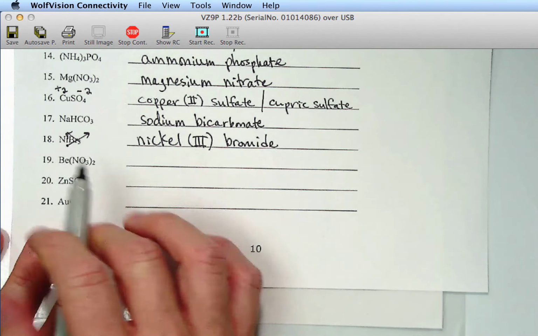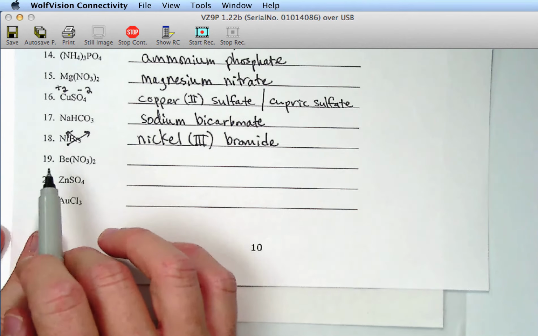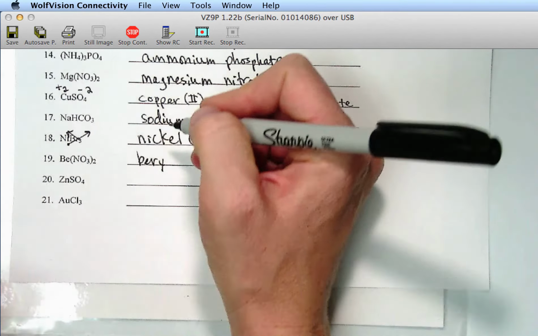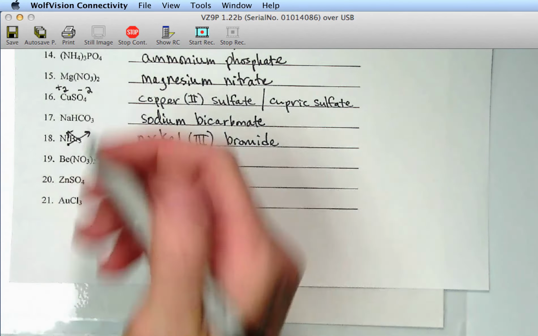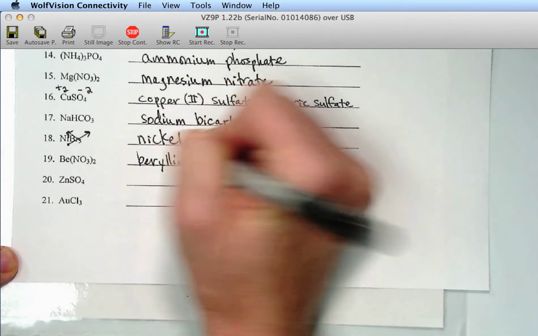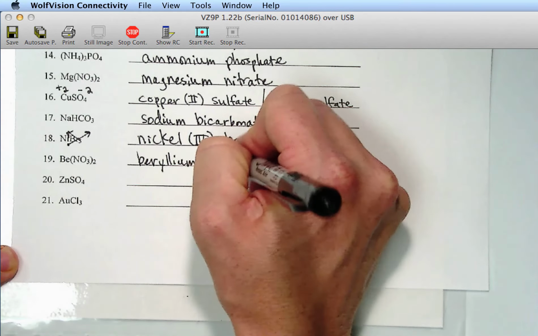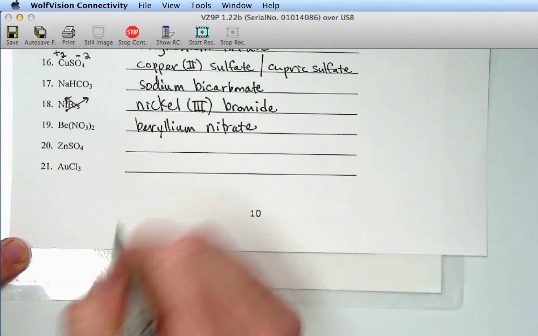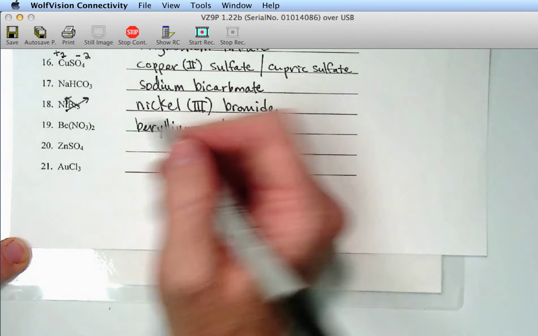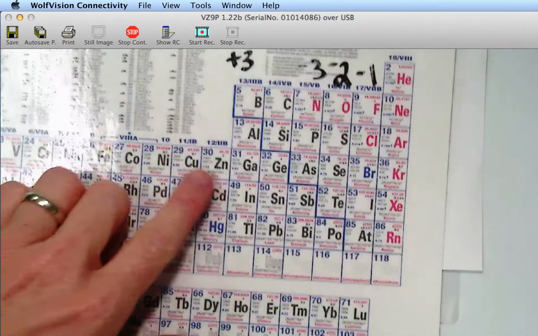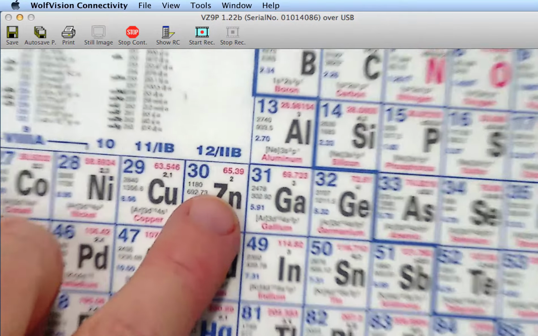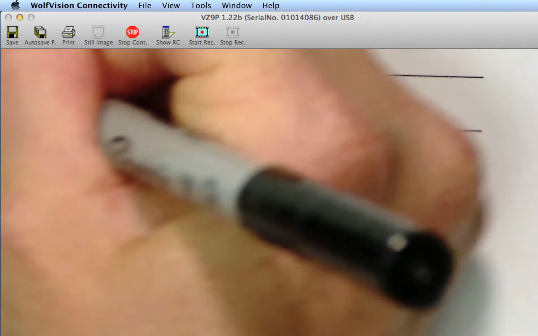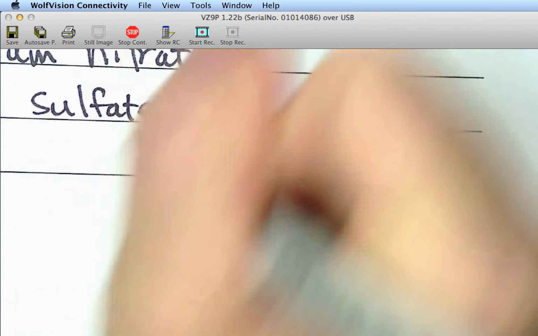Beryllium. You think it's a transition metal, but it's really an alkaline earth. So beryllium, two L's, yeah. Beryllium, thank you. Beryllium nitrate. Zinc is a transition metal, but it just has one charge. Just has that charge of 2 listed here. Zinc sulfate, sorry.